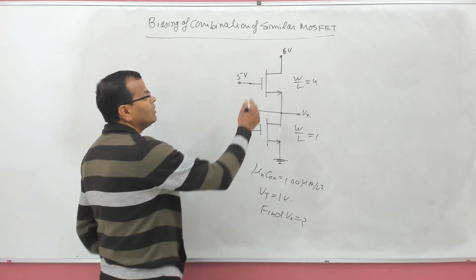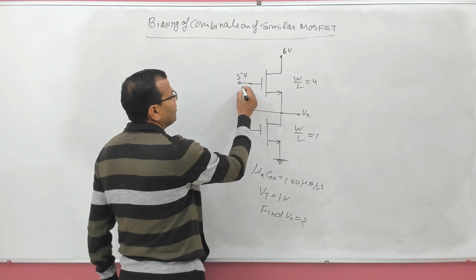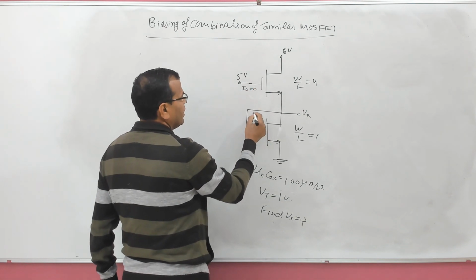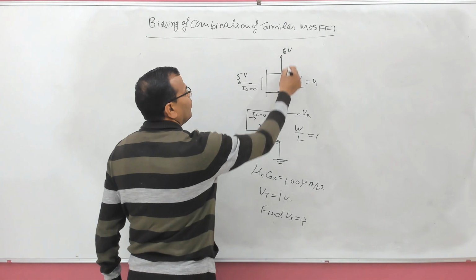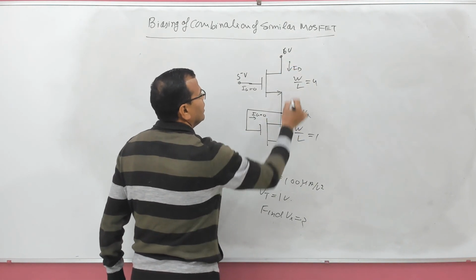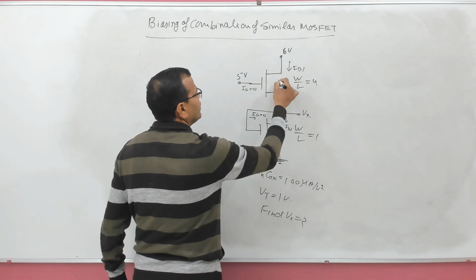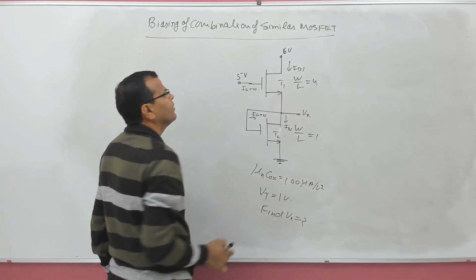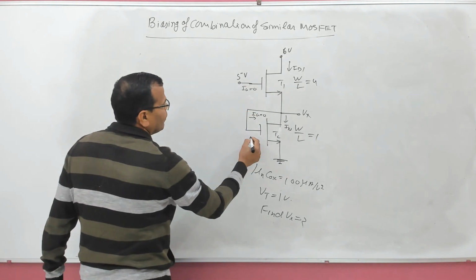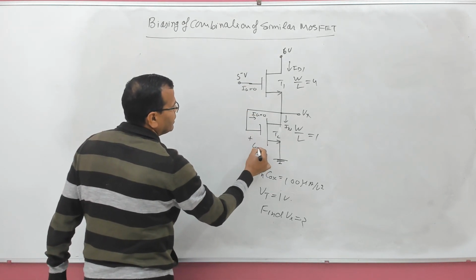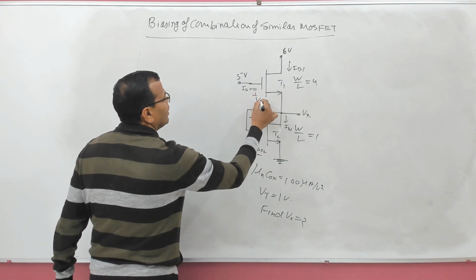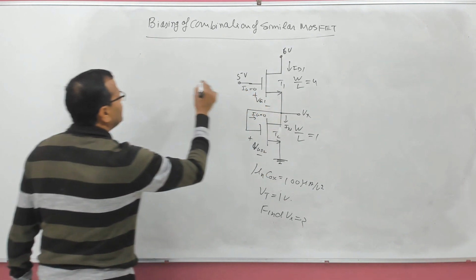Why? Because this is isolated, so remember gate current is 0, here as well gate current is 0. So whatever is drain current here, that same current will be flowing here. Say this is ID1, this is ID2, say this is T1, this is T2, right? So first of all let us see what is the voltage VGS. This is VGS2, this is VGS1. So what is VGS1?